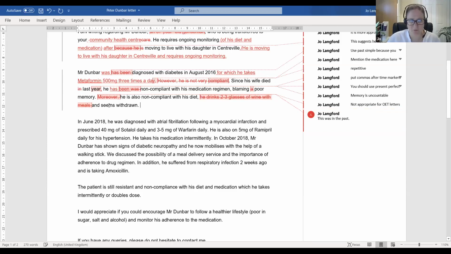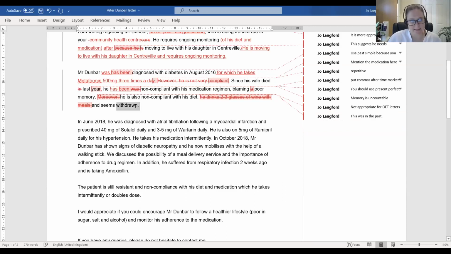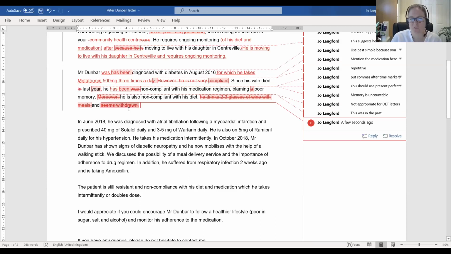He seems withdrawn. The case notes do say that the patient was depressed and upset after his wife died, but they do not say anywhere that he is withdrawn. And this student here has used present tense, seems withdrawn, meaning now, and that's not the case. So this is not correct. It is not mentioned in the case notes.